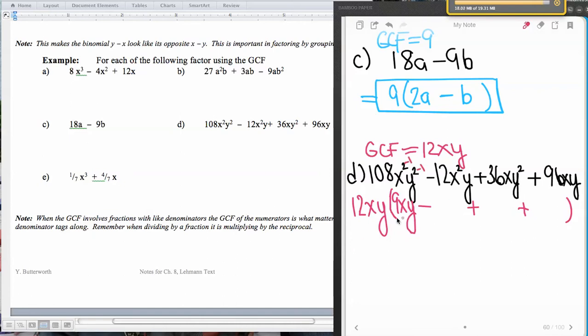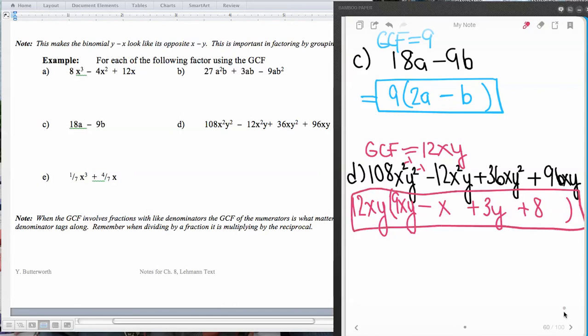12 goes into 12 one time, x goes into x squared x times, y's and y's cancel. 12 goes into 36 3 times, x and x cancel, y goes into y squared y times. 12 goes into 96 8 times, x and y both cancel. So there is my new product.